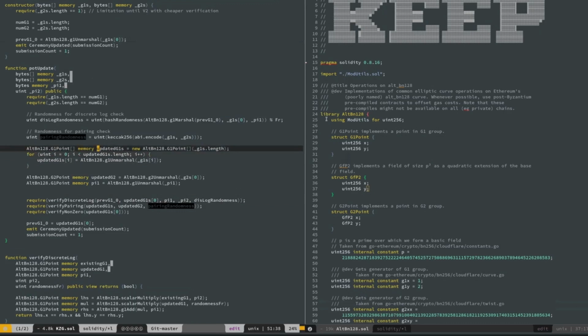Anyway, now it's going to take this updated G1s, and for each element in the G1s parameter, is it a single element? Oh, that's interesting. So is G1s a single group element or two group elements? It must be two, right? Oh, it must be multiple because this is an array. All right, definitely multiple. Okay, so for each, yeah, okay, cool.